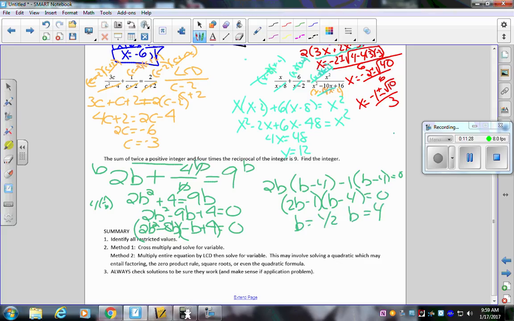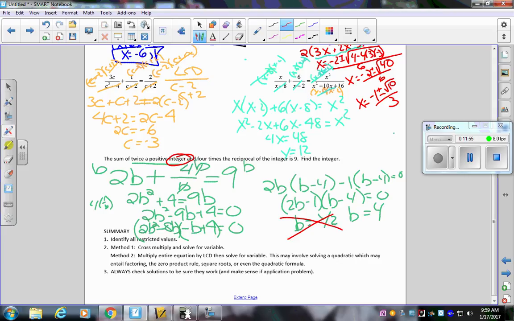Now looking at it, my only restriction in the beginning was b can't be 0. And if you plug both these in, they do both work. Even if they did both work, I'm automatically going to reject the 1/2 because if I read the original problem, it says it has to be an integer. So therefore, I'm getting rid of that as a choice because it's not what the problem's asking me for.